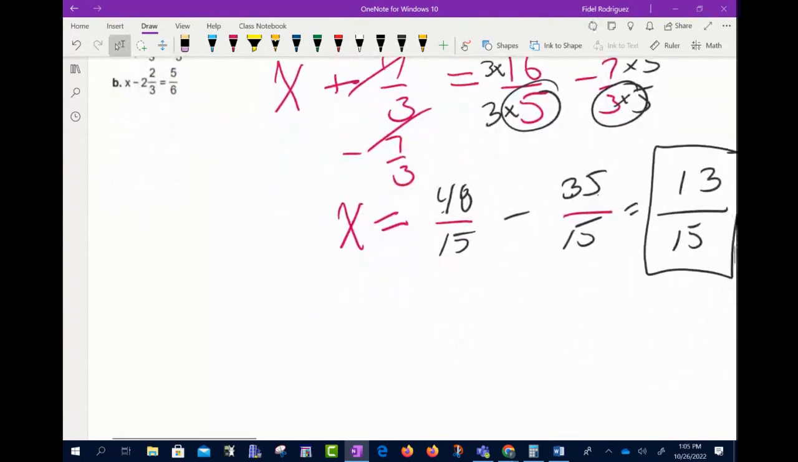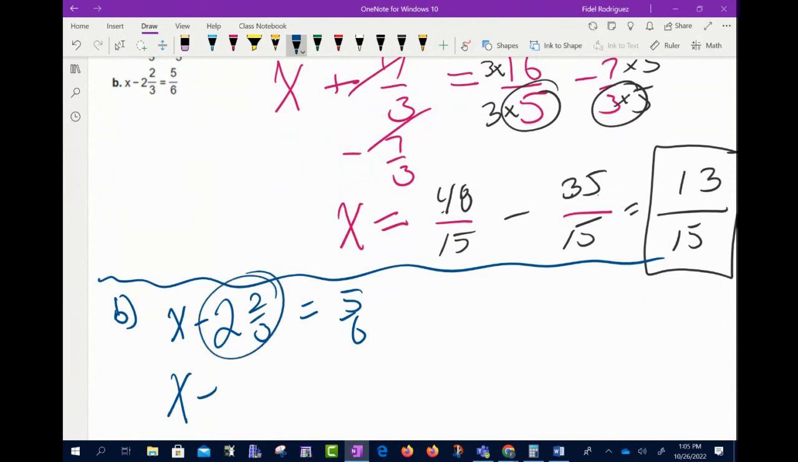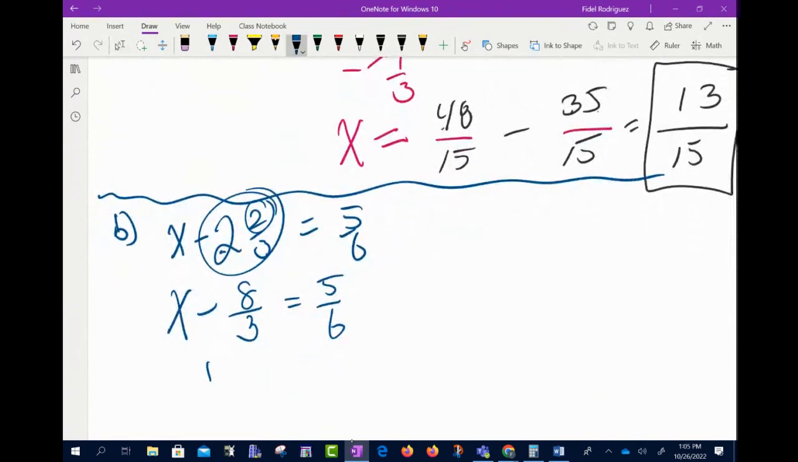Okay. So look, let's do part B. So I'm going to do part B over here. Here's part B. x minus 2 2/3 equals 5/6. Again, y'all, I'm going to convert this guy here to an improper fraction. So 3 times 2 is 6, plus another 2 is 8. So look, that's 8/3, and x minus 8/3 equals 5/6. Okay. I'm going to add 8/3 to both sides.